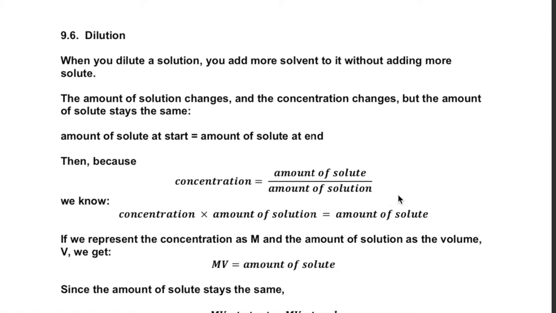If you rearrange this concentration equation, the amount of solute is the concentration times the amount of solution. And so this is what's staying the same, the concentration times the amount of solution. Even though both of these are changing, the concentration is going down, the amount of solution is going up, the product of those two numbers stays the same.